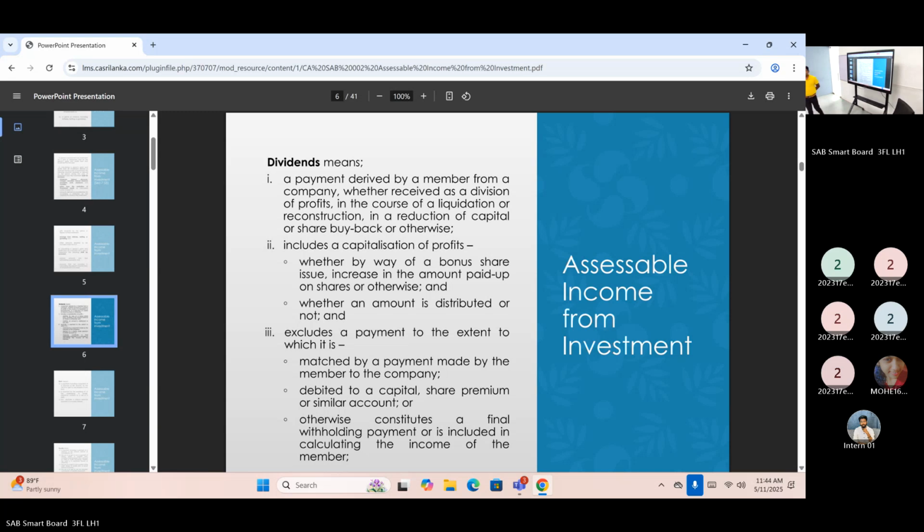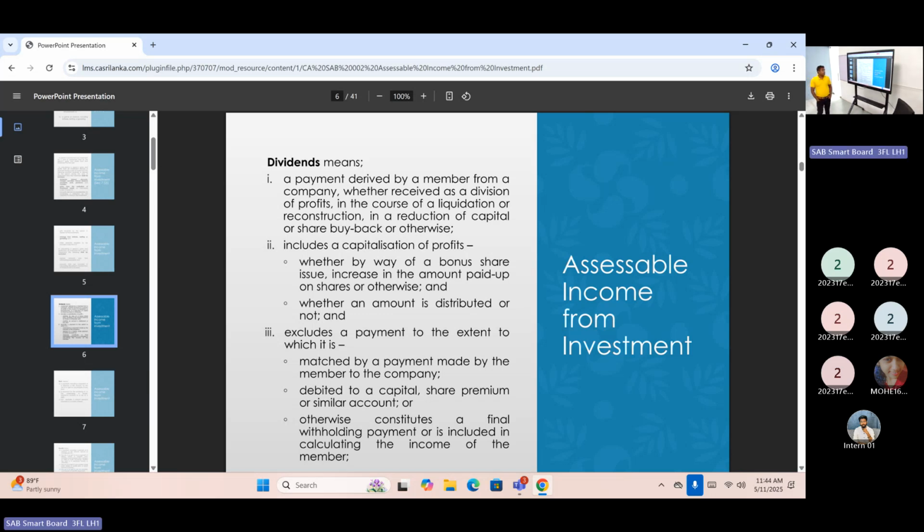Reconstruction. So this is capital reconstruction. Shareholding structure, like the composition, is changed completely. So if we have issued 10 rupee shares, we reconstruct them into 1 rupee shares, changing the number of shares. Very correct. Reconstruct. So that is also considered as dividend.